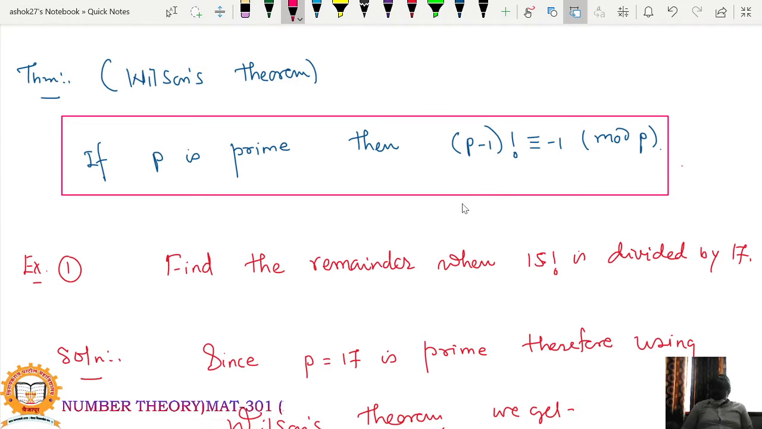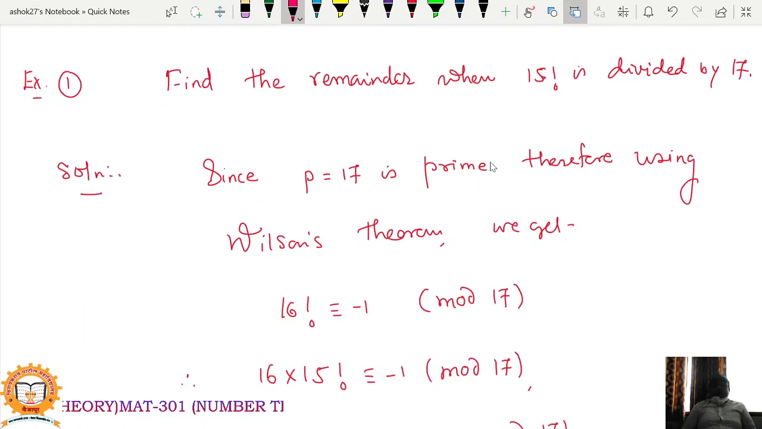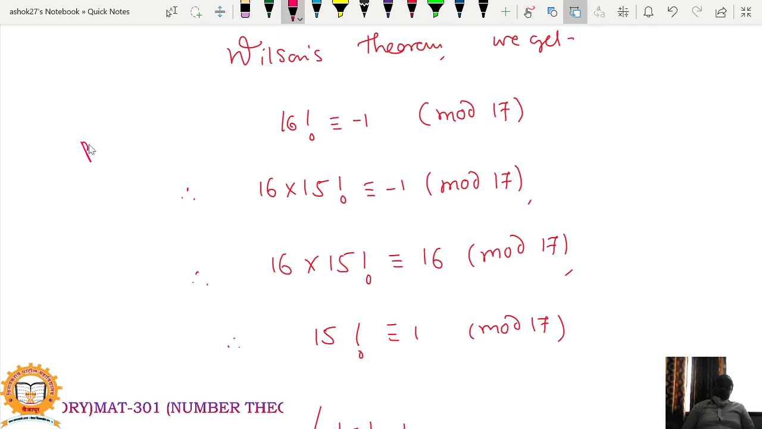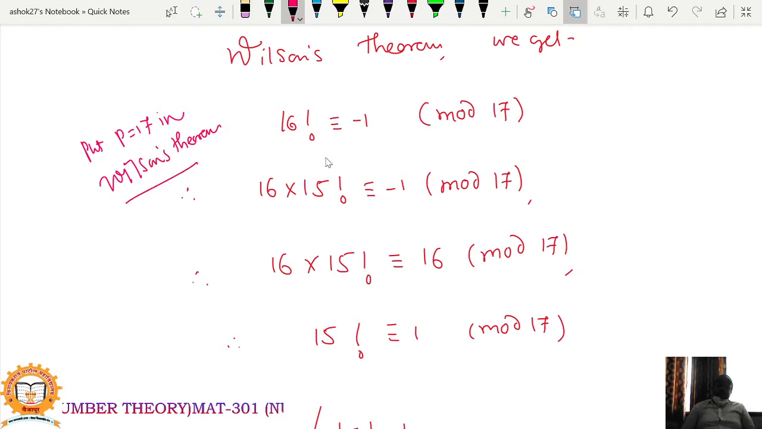So we'll solve some problems on this. Find the remainder when 15 factorial is divided by 17. Since p equal to 17 is a prime number, in Wilson's theorem, p minus 1 factorial, that is 17 minus 1 factorial, that is 16 factorial, is congruent to minus 1 modulo 17. So use Wilson's theorem. Here put p equal to 17 in Wilson's theorem. So you'll get 16 factorial is congruent to minus 1 modulo 17.